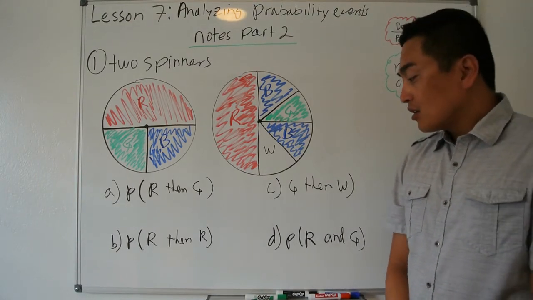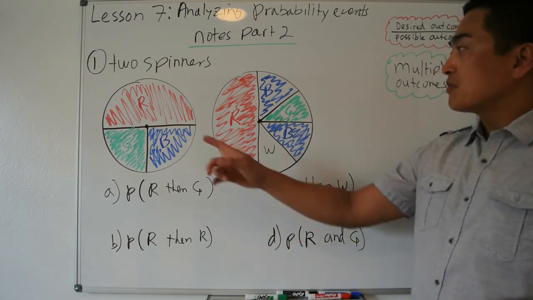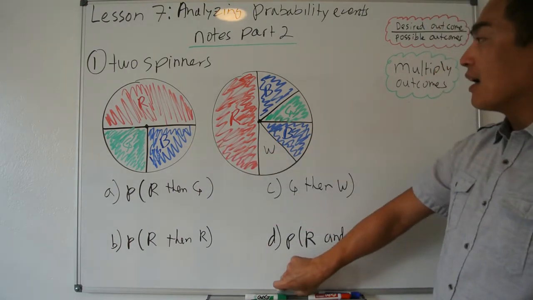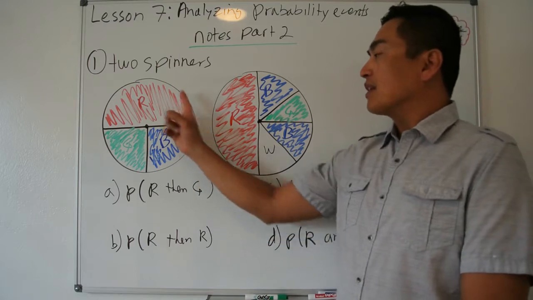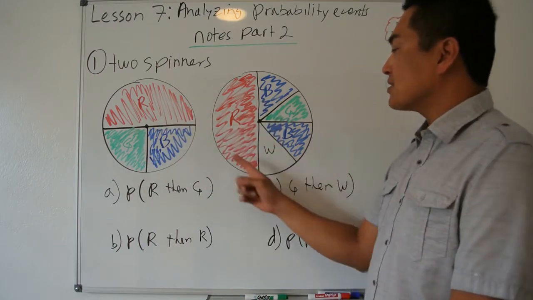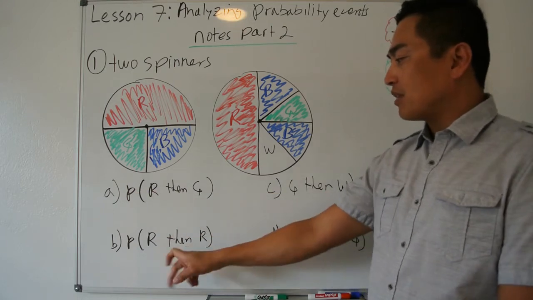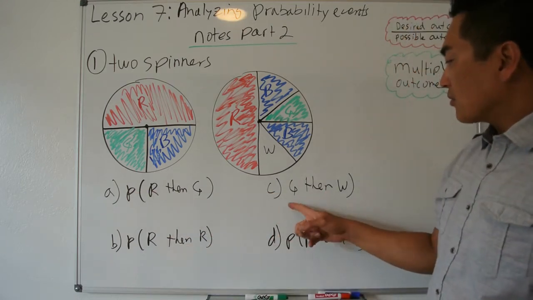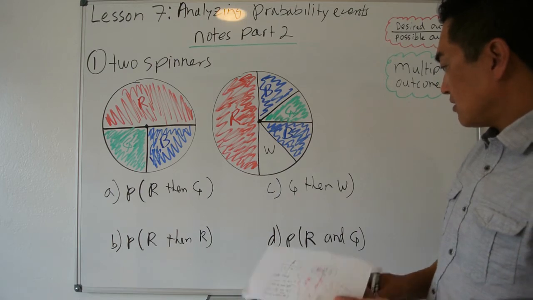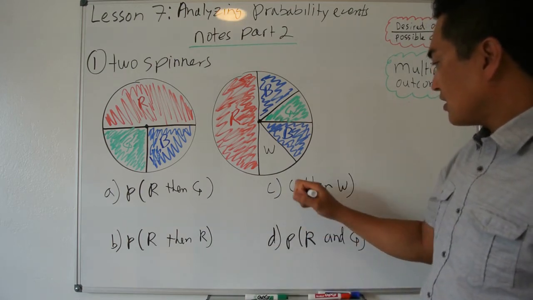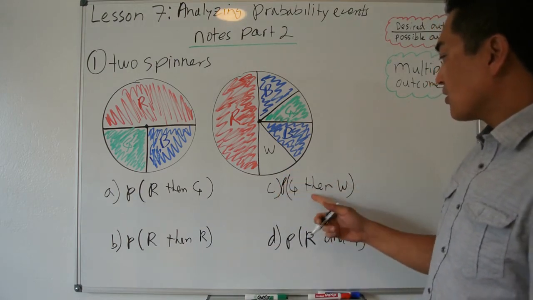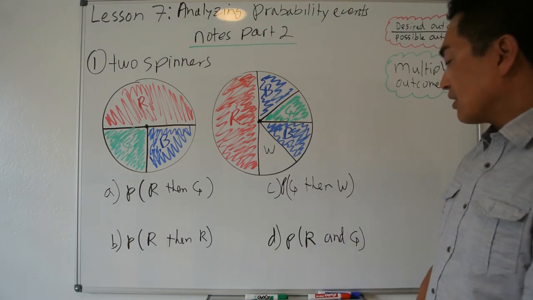Alright, so for this problem you have 2 spinners, okay, and you're going to spin the first one and then you're going to spin the second one. And what's the probability of getting red, then green, red, then red, green, then white? Let me see here, this one here. There you go. Green, then white, red, and green.